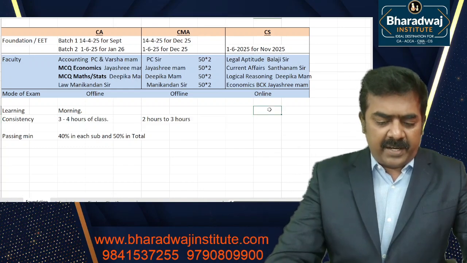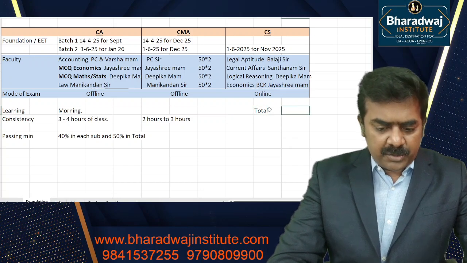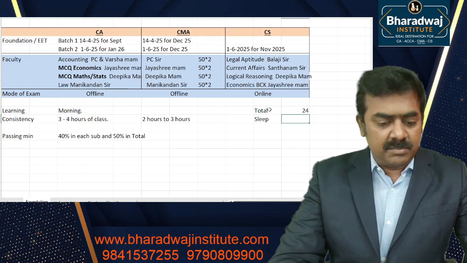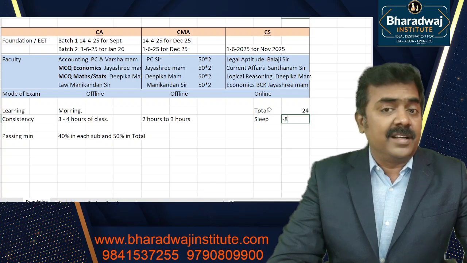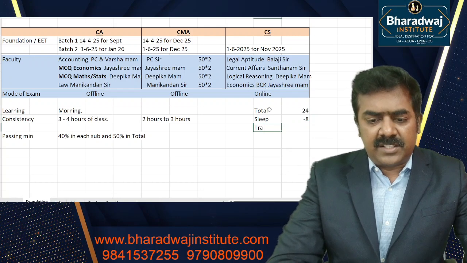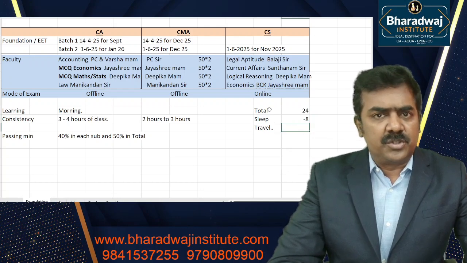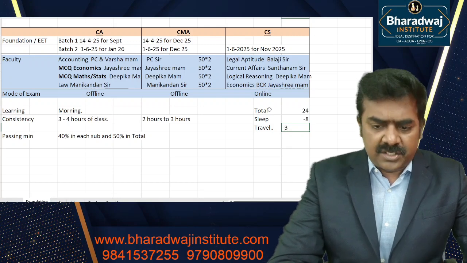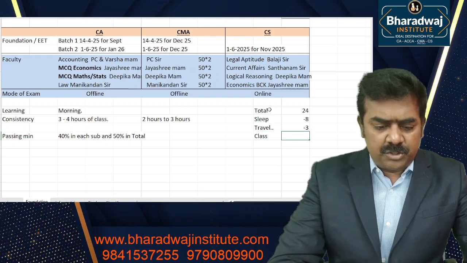Sir, how to balance my time? Total time is 24 hours. You take sleep, that must be taken, because many of the younger generation are into electronic gadgets and are not doing it. 8 hours of sleep is definitely required. Travel, like coming to classes, going to college, you'll be spending around 3 hours. In class, let us assume you spend about 4 hours.